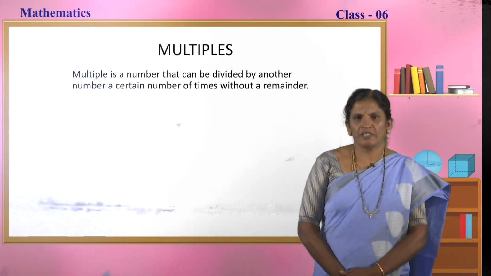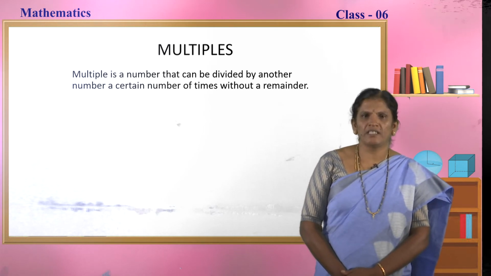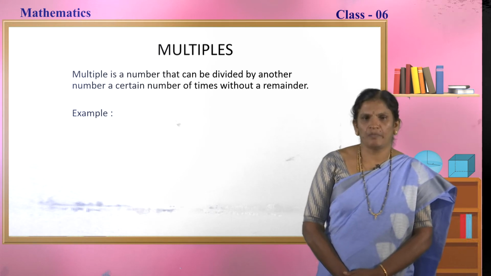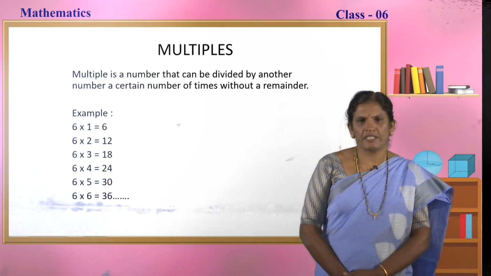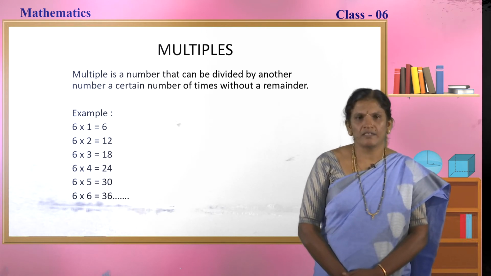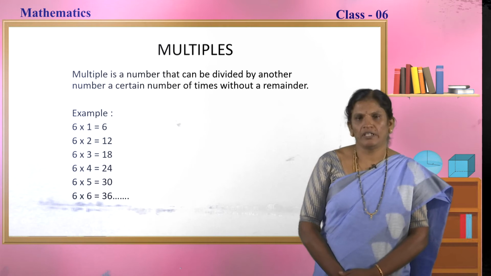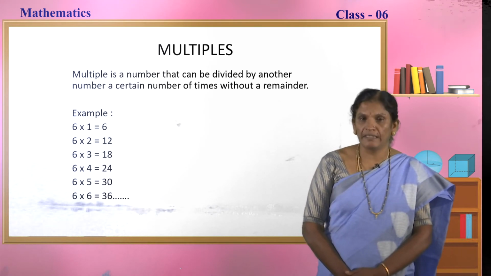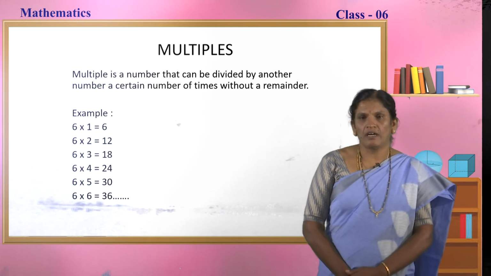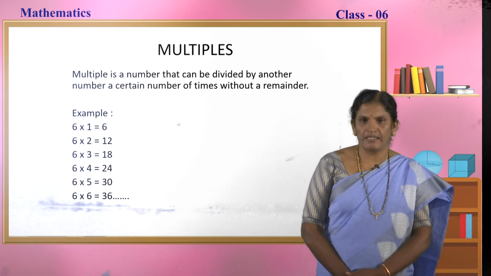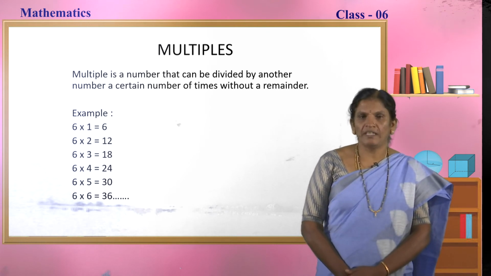Multiple is a number that can be divided by another number a certain number of times without a remainder. For example, see multiples of 6: 6 into 1 is 6, 6 into 2 is 12, 6 into 3 is 18, 6 into 4 is 24 and so on. It keeps on continuing, but it is infinite, that is endless. Multiples are infinite. Here we can divide that value by 6, 6 2s are 12. Repeatedly we need to divide by the given factor.